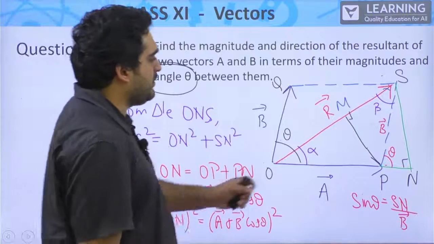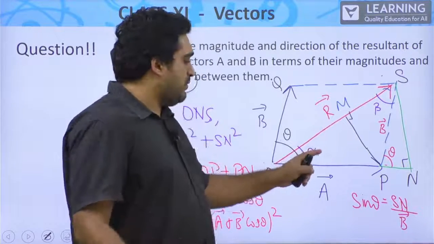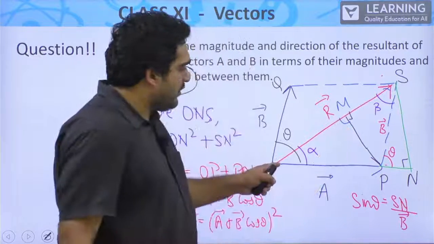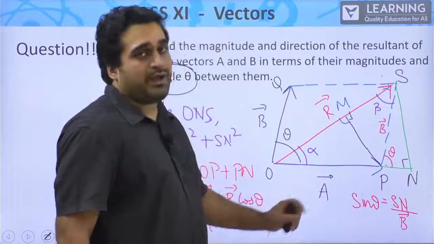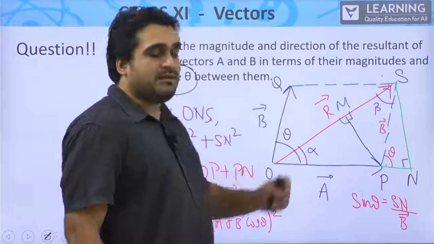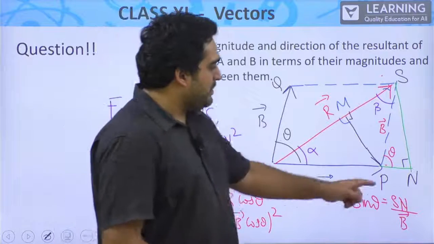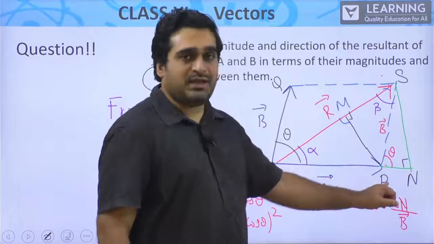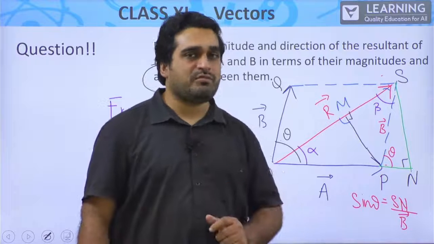Let's have a look. PM we don't have a value, but rather we have this right angle triangle with one of the sides, which is OP as a vector. Angle is theta. Use trigonometry ratio. PM is the opposite side. OP is the hypotenuse. How can you identify hypotenuse and opposite?